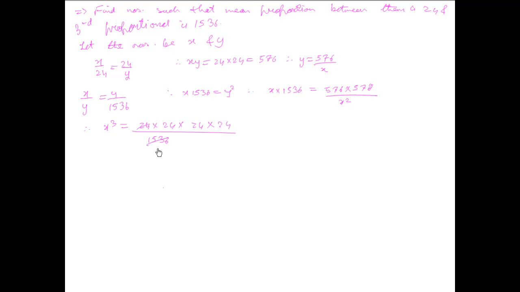This cancels with this to give us 64. Now 64 cancels with 4 times 4 times 4, so it cancels with 4 here, 4 here, 4 here, to give you x cube is 6 cubed, so therefore x comes out to be 6. And children, the value of y comes out to be 24 times 24 upon 6, cancels to give us 4, so that's 96. So the numbers are, therefore, 6 and 96.